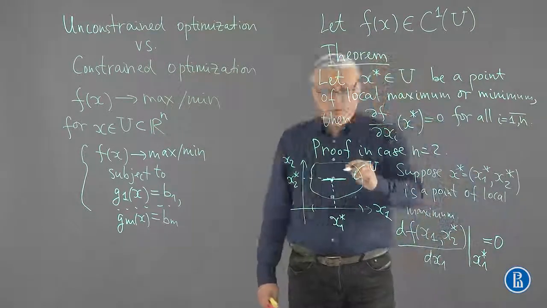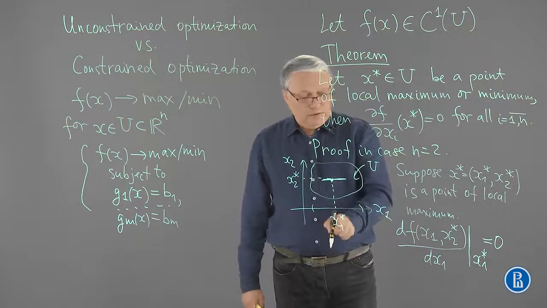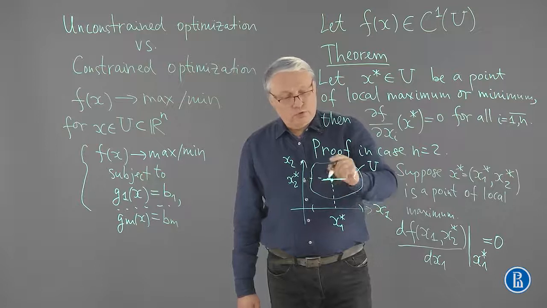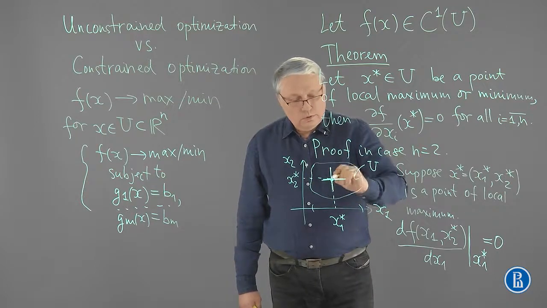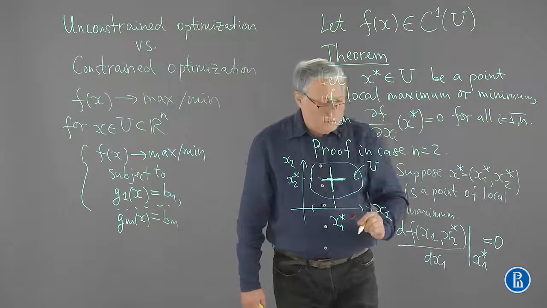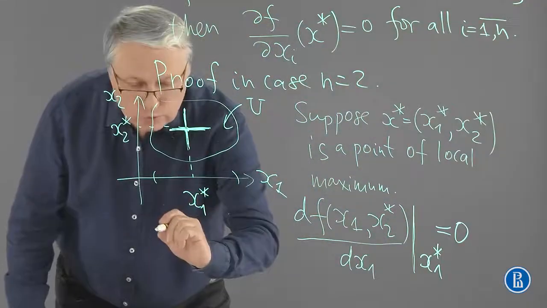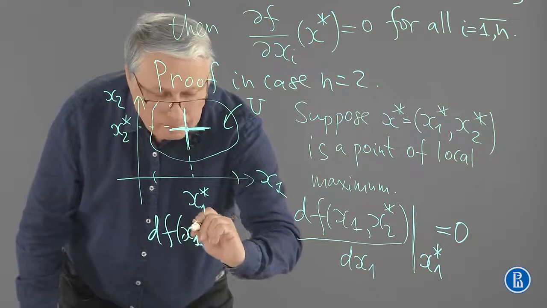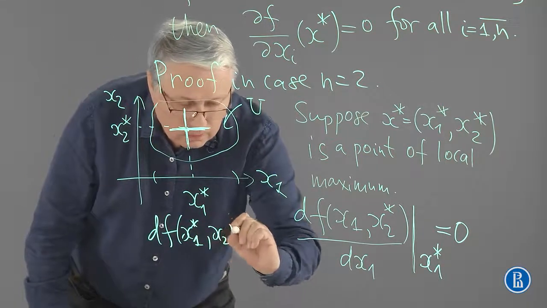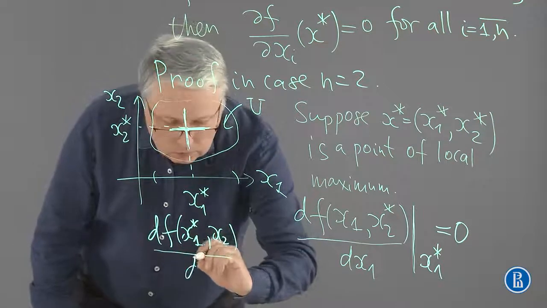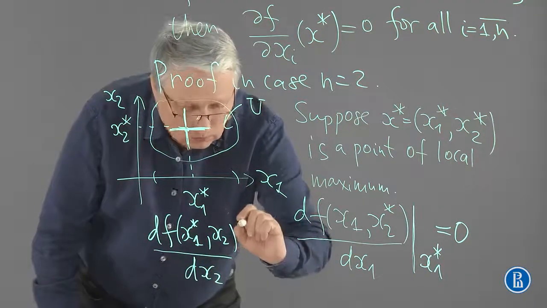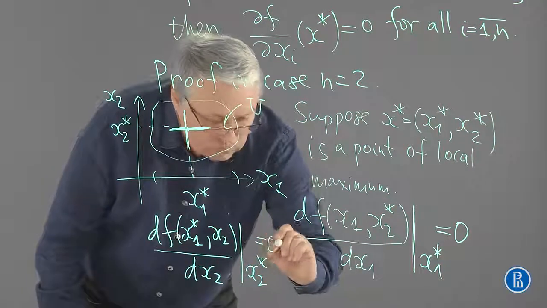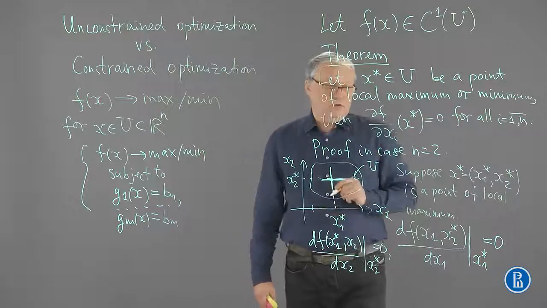The same is true if we fix this time x1 value at x1 star, and we'll be changing x2 only. So that's a kind of a cross here. And the same is true for the derivative. And that completes the proof of this theorem.